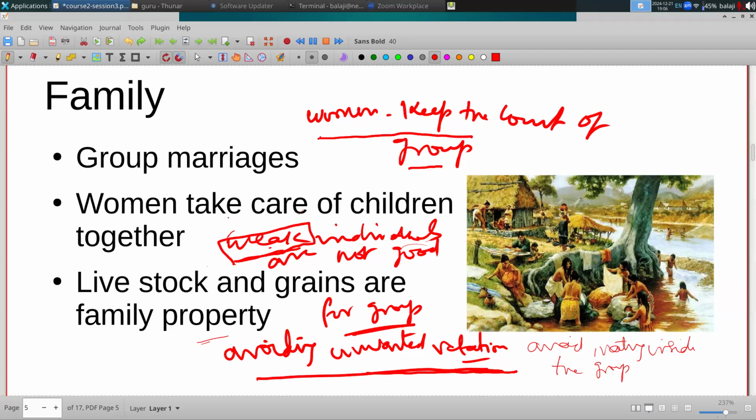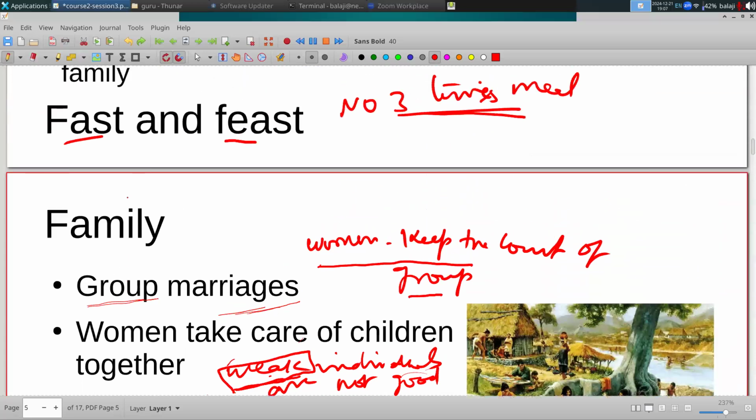Now, how do you then survive? You need the count. People should be there in the group. That's when they slowly transform into group marriages. Group marriages means there are two groups that come together, belonging mostly to different women, because women are leading, right?